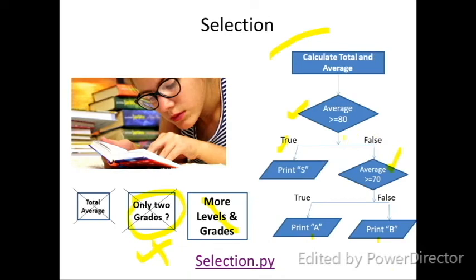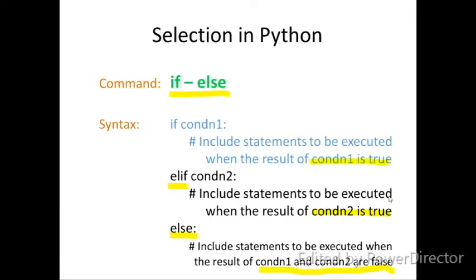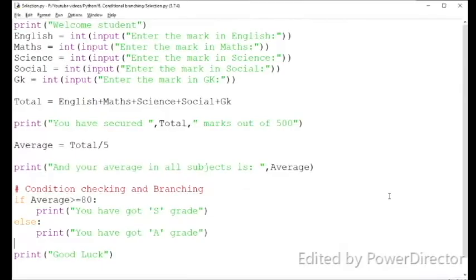Now let's rewrite the program to include this condition also. So when both the conditions become false, it should print B. That is what the else statement gives us. Hope it is clear. We'll move on to rewriting the same program. Now here what to do? We have to include elif. What is the second condition? Average is greater than or equal to 70.